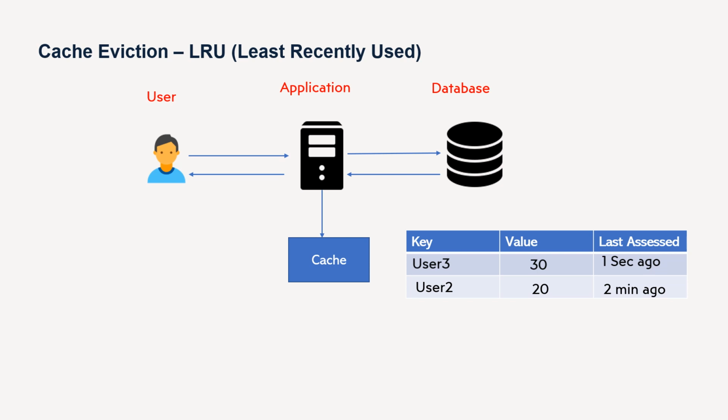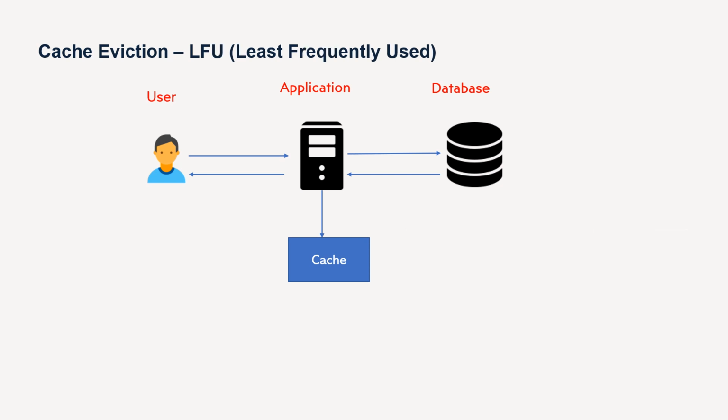So these are the cache eviction strategies by which we can keep our data in the cache fresh, not stale, so that our customer always gets the real time data. Maybe something has changed in the database, but you are not updating your cache, so it gives a bad experience for the customer.